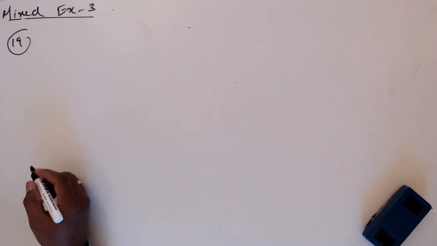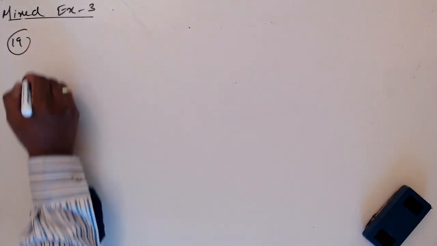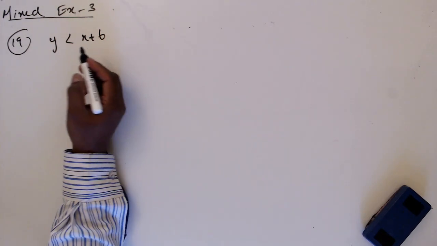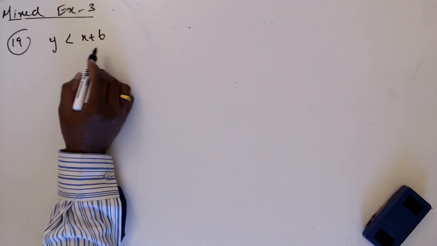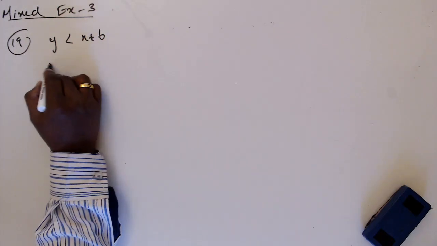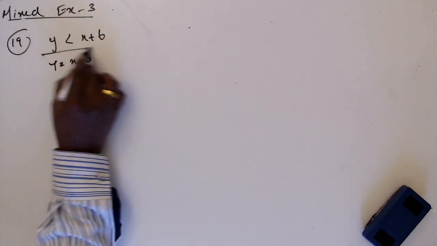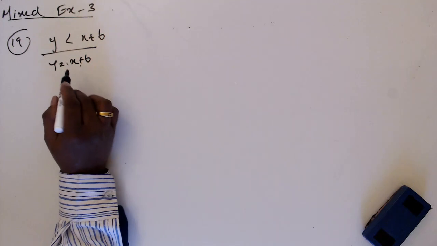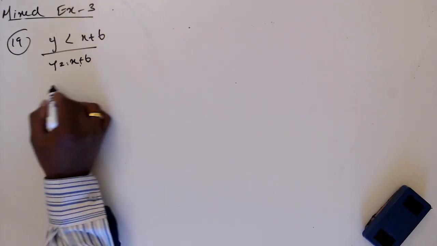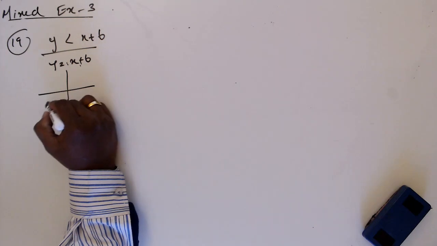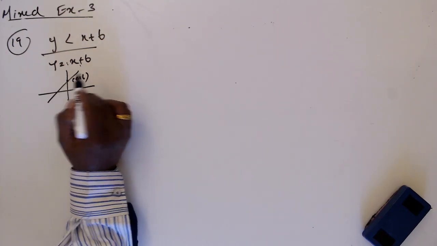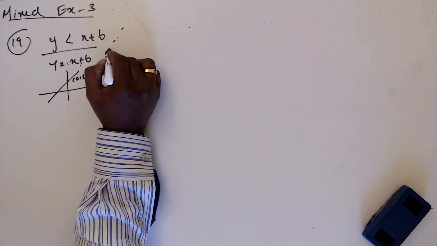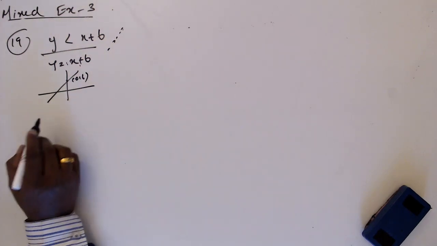Number 19, y less than x plus 6. So we'll consider y equal x plus 6 to discuss this one. It has a positive gradient, and the y-intercept is (0, 6). This kind of graph is going to pass through (0, 6), and here we need to draw it with a dotted line. What is the next one?